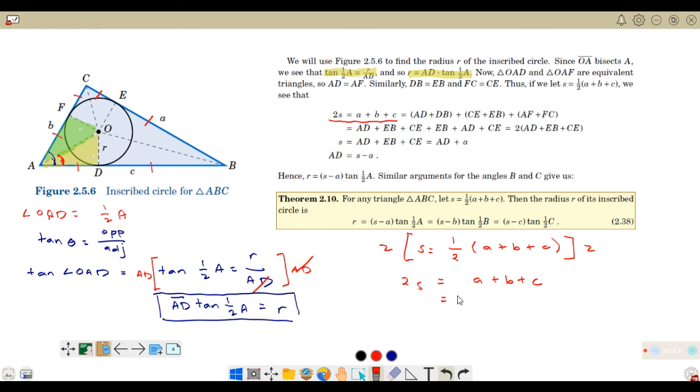Ngayon, through addition of segment addition postulate, kung tandaan nyo pa yon, we have AD, if D is a point between A and B, AD plus DB is equal to AB, right? And then, if E is between B and C, BE plus EC is equal to BC. Ganon din pagdating dito sa third na side.